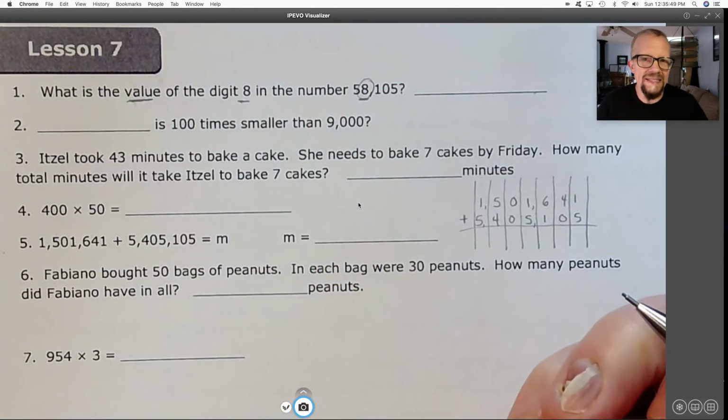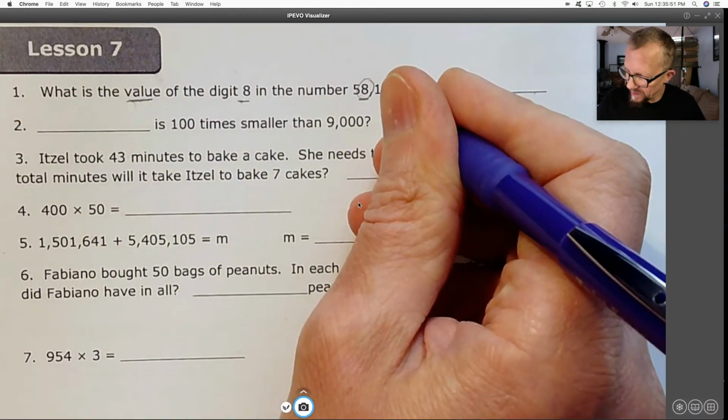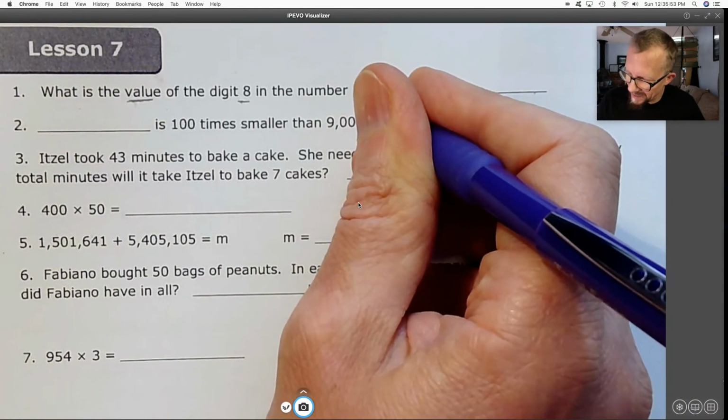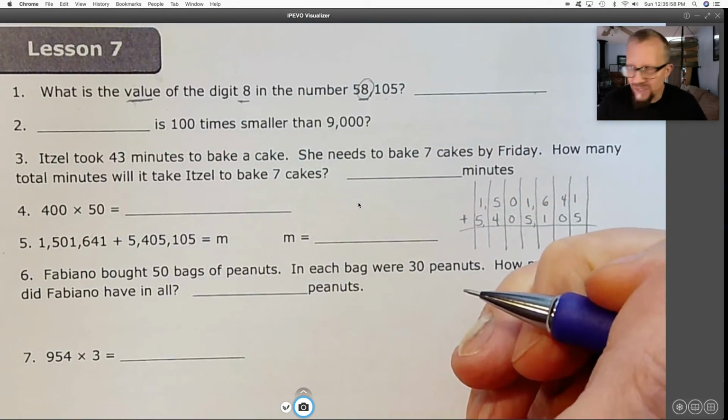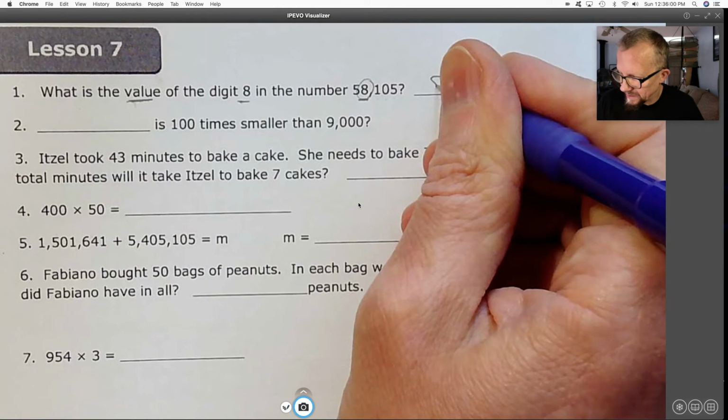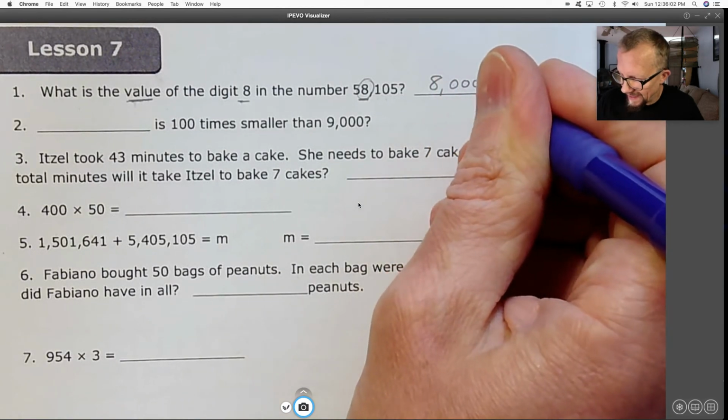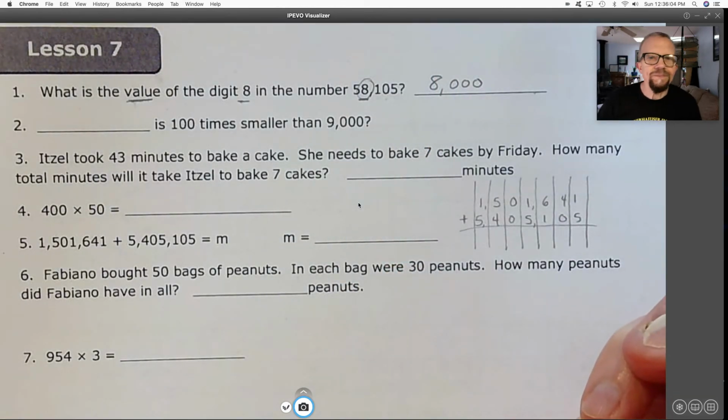And since that 8 is in the thousands place, right? Ones place, tens place, hundreds place, thousands place. There's an 8 in the thousands place, so there's 8 thousands. So that 8 is worth 8,000. The value of that 8 is 8,000.